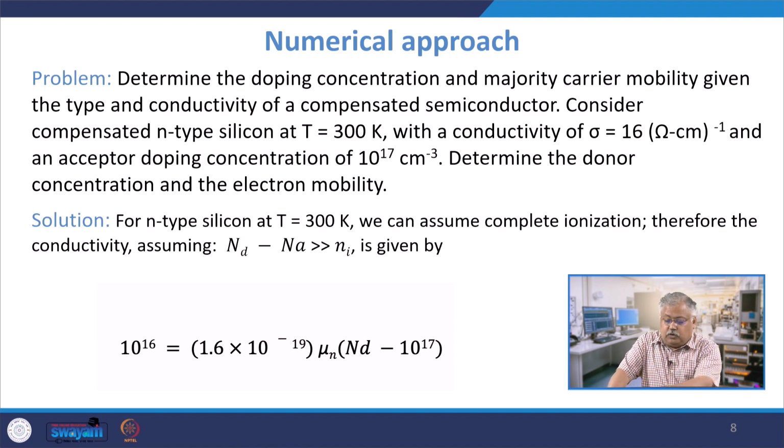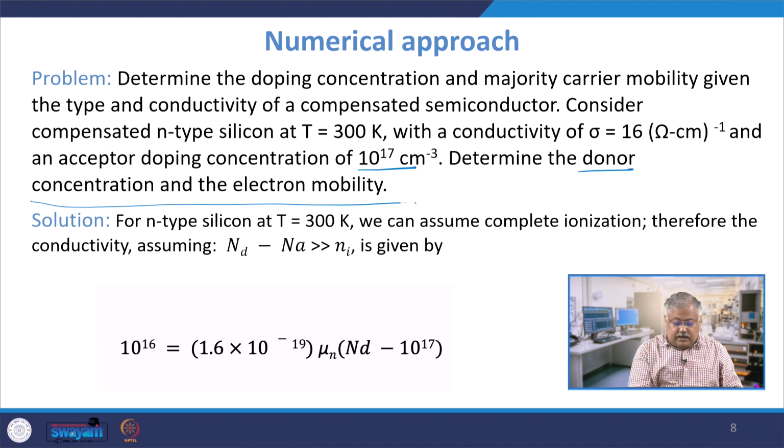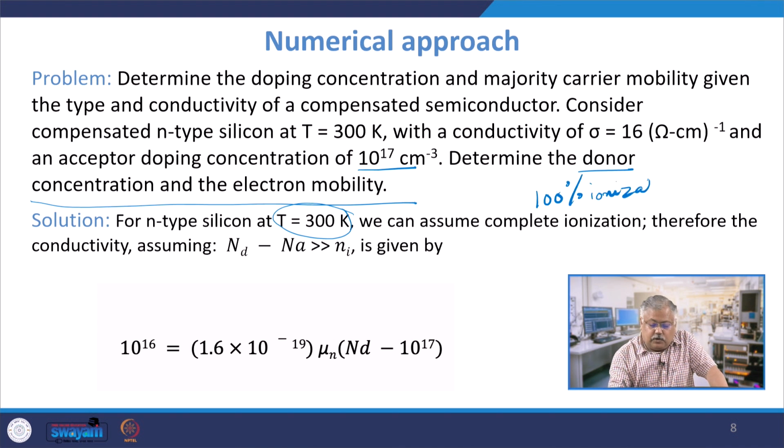Conductivity is given as 10 to the power 16 ohm centimeter, and the acceptor doping concentration is 10 to the power 17 per centimeter cube. So what they are saying is find the donor concentration and the electron mobility. We are trying to calculate all this at T equals 300 Kelvin. At 300 Kelvin, it is safe to assume that you have complete ionization. So this is primarily 100% ionization which is happening, right?